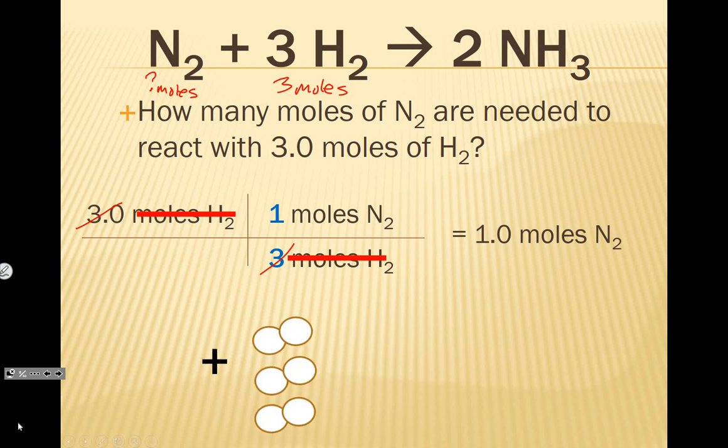Let's see if I've got these made right. I think I've got these backwards. I do. This should have been on the previous one.